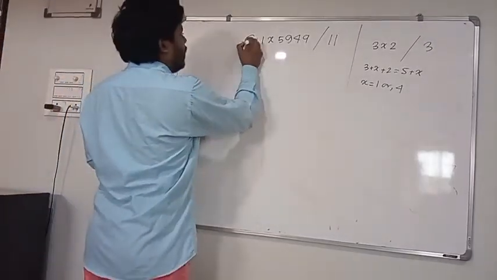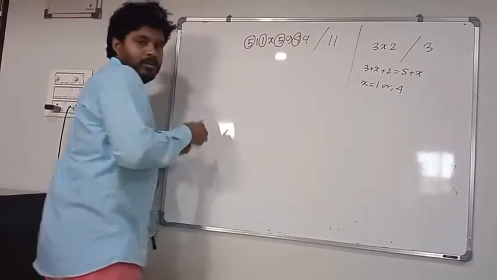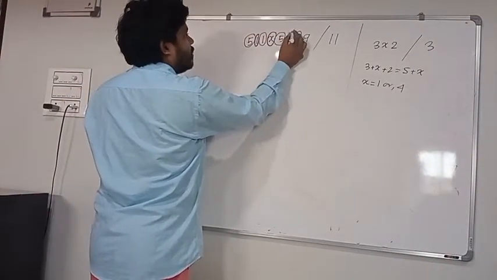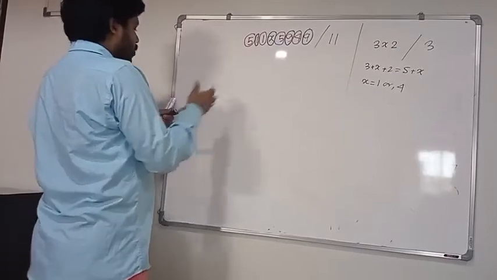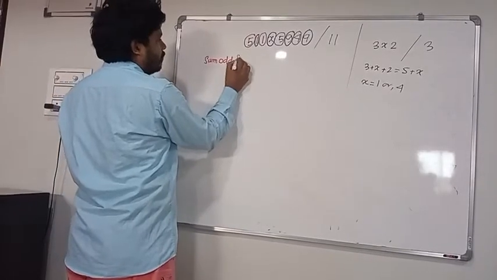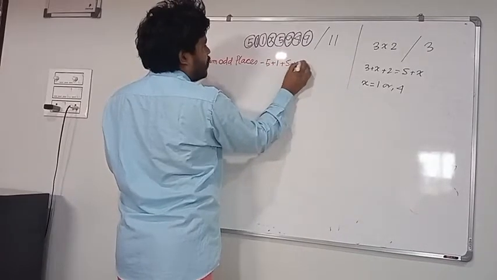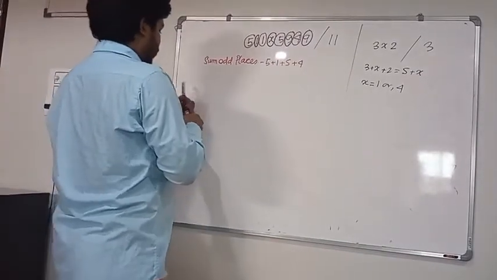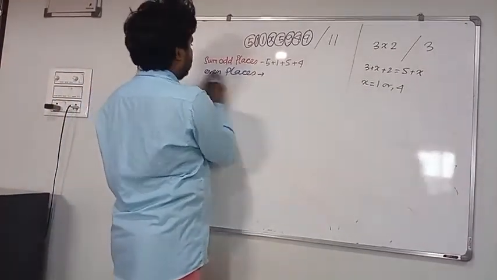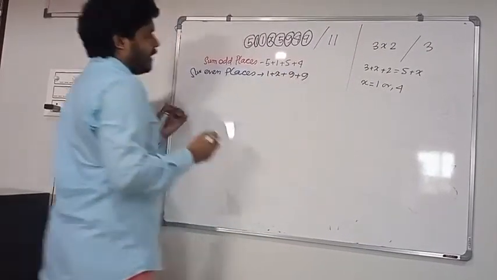Similarly here I am telling you about the odd place and even place. Let us assume this is the odd place. The red sign is the odd place, and the blue colors are the even place. Is it visible, students? Yes. So sum of odd places: 5 plus 1 plus 5 plus 4, and sum of even places: 1 plus x plus 9 plus 9, right?